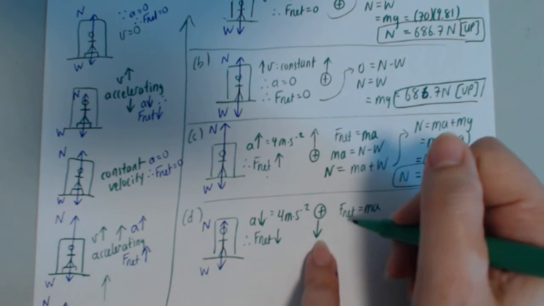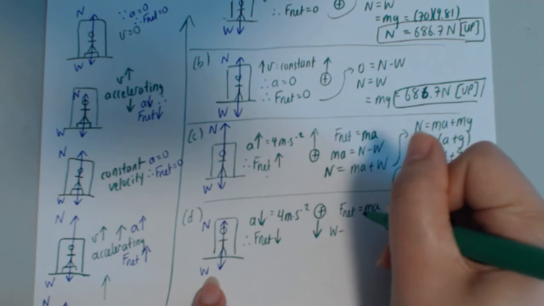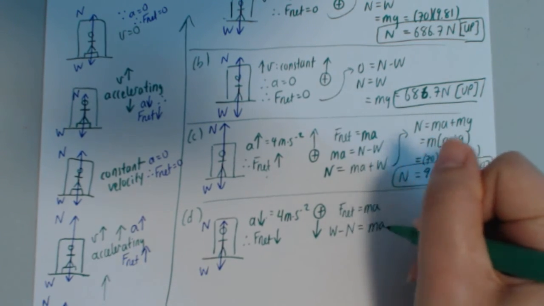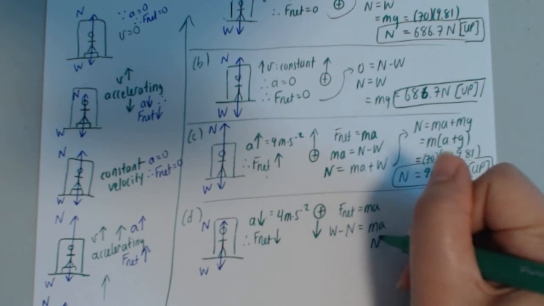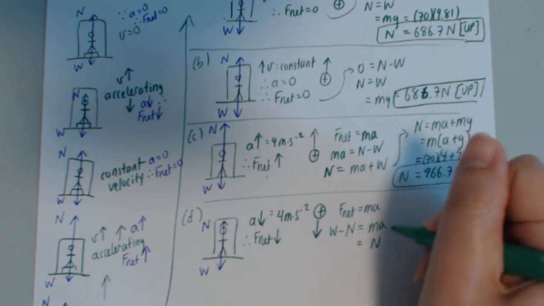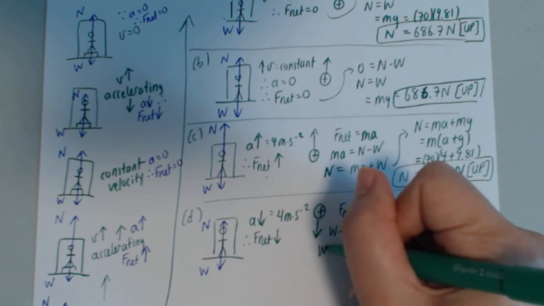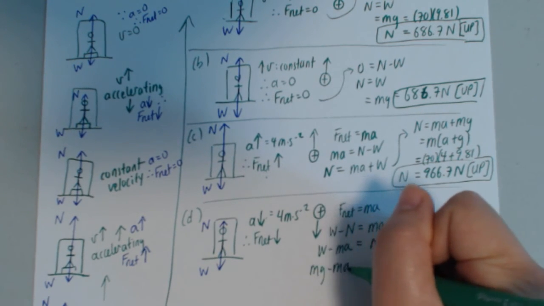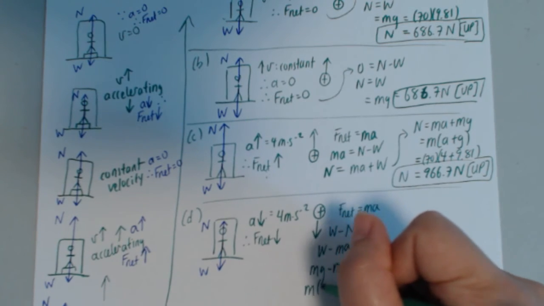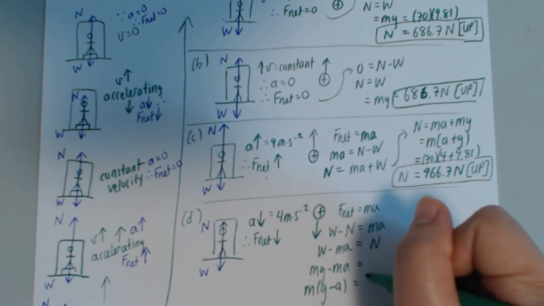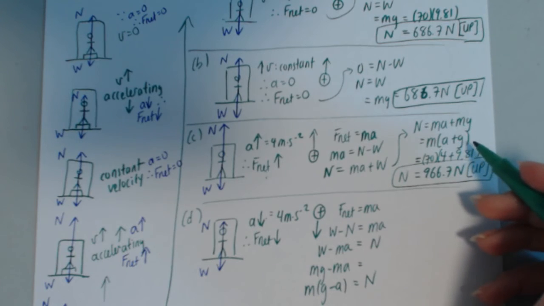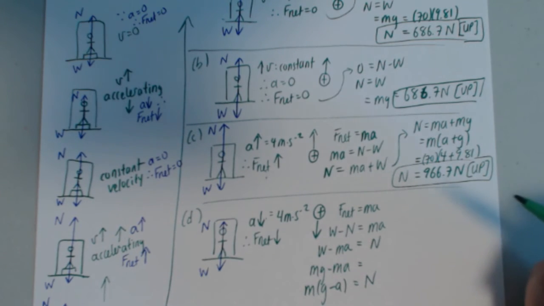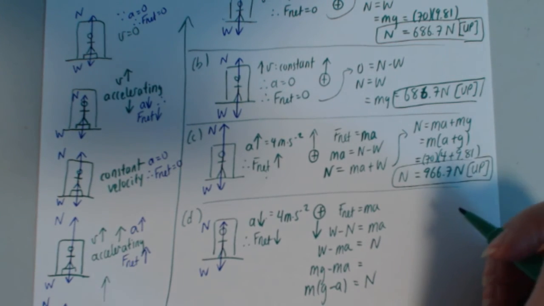So F net is the positive force, which is W, minus the negative force, which is N. And that equals ma. So now rearranging for N, I'm going to bring N to the right, making it positive, bring ma to the left, making it negative. So that's going to be W minus ma, which is mg minus ma. So that's m(g minus a) equals N. Notice before I had g plus a, now I have g minus a. Okay, so it's pretty much demonstrating that it's getting smaller.